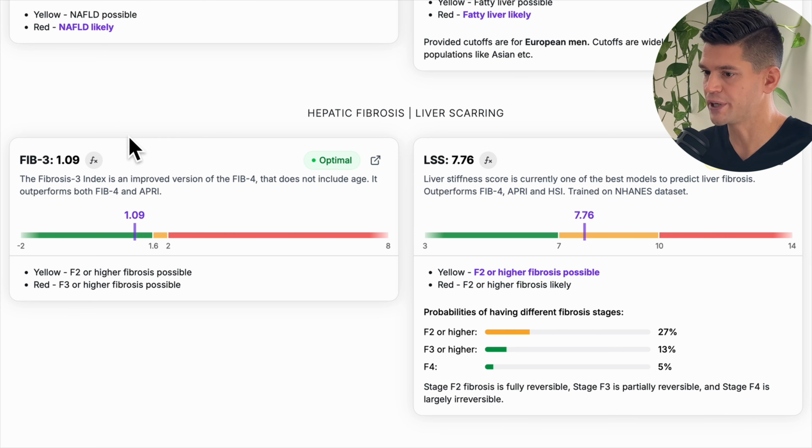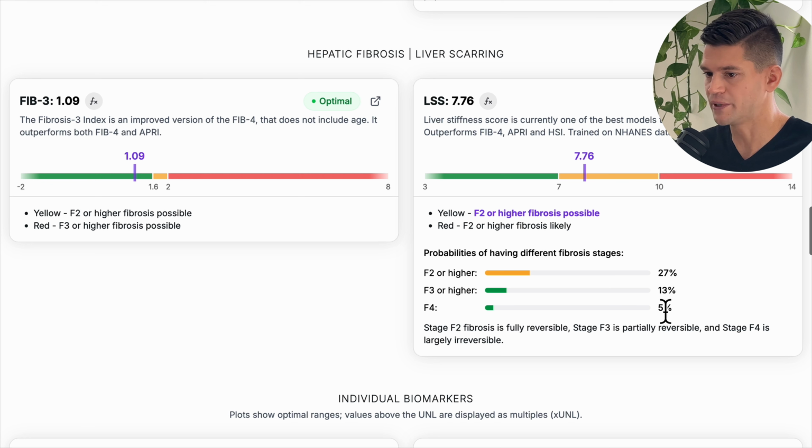That's why FIB-3 was developed. It's a cleaner replacement for FIB-4 since it doesn't include age and actually performs better. Another great index is the liver stiffness score, LSS, developed and validated on the enhanced dataset. One nice feature of LSS is that it gives percentage probabilities for each stage of fibrosis separately. Both of these indices outperform traditional indices like FIB-4, APRI, and HSI.